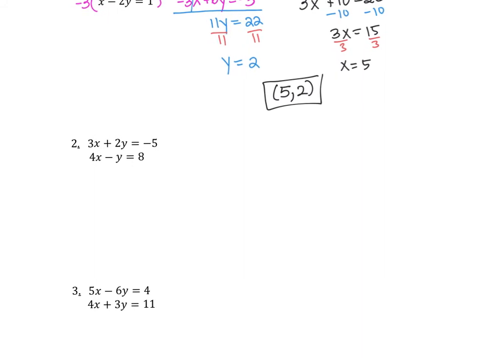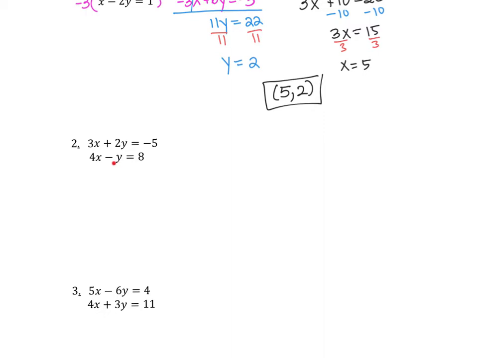For number 2, it says 3x plus 2y equals negative 5, and 4x minus y equals 8. I'm going to check if they're lined up, and then I'm going to check and see if anything's going to cancel. Okay, the x's are lined up, the y's, the equals, and the constants. The x's do not cancel, and the y's do not cancel, so I'm going to try to make them cancel. There is always more than one way to do this, but if I see a variable that has no coefficient, I normally try to work with that one.